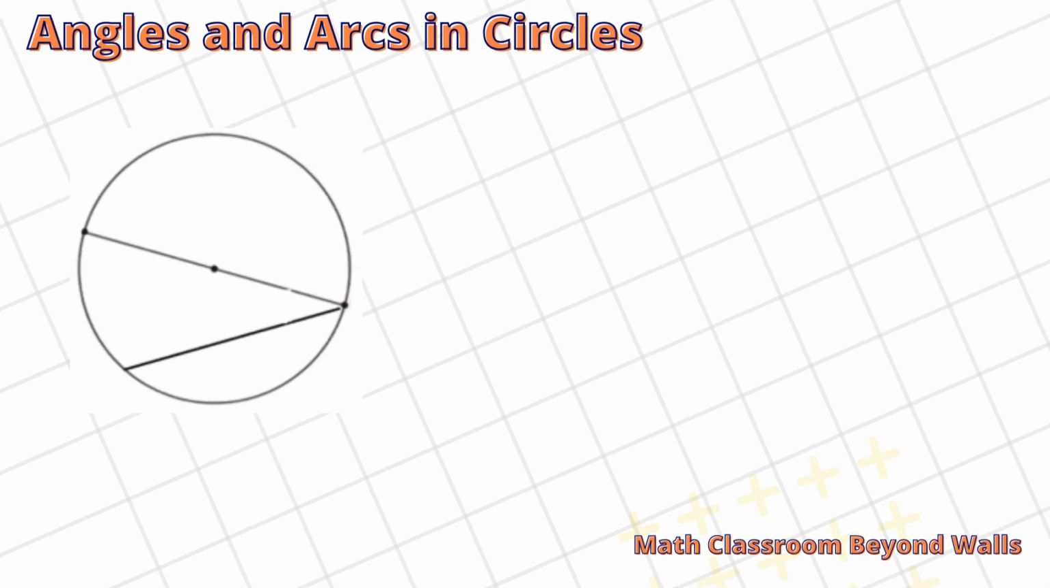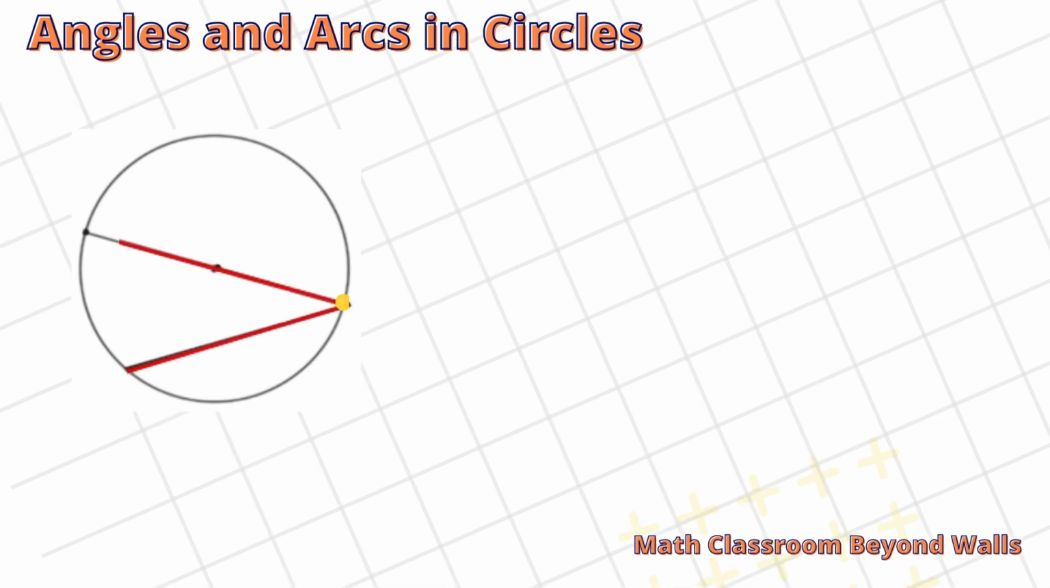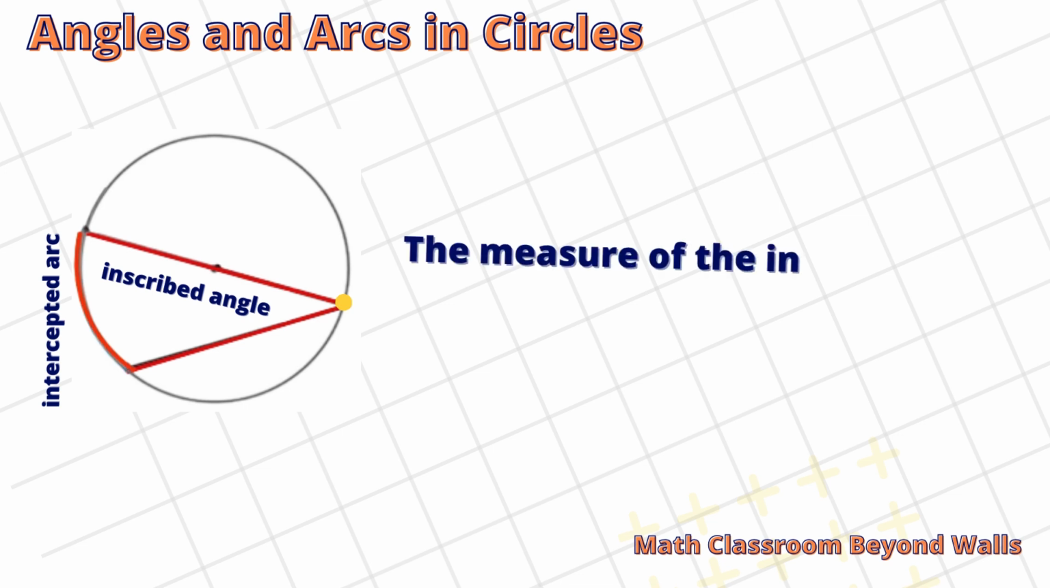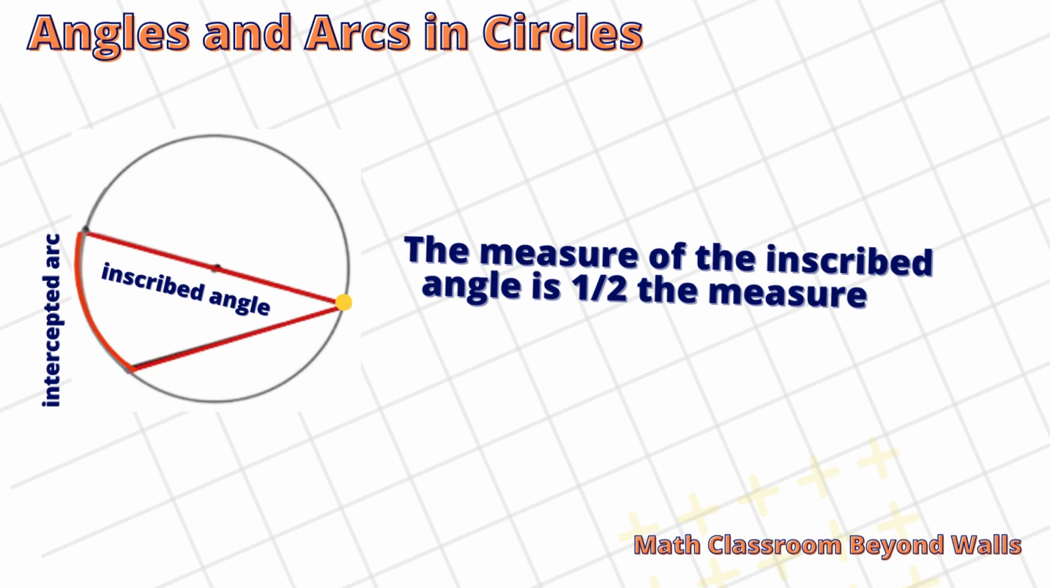Okay, let us look at this circle and let us identify the intercepted arc and angle in our circle. This angle, whose vertex is on the circle, is called an inscribed angle. The arc intercepted by this angle is called the intercepted arc. How is the inscribed angle related to the intercepted arc? The relation is described in this statement. The measure of the inscribed angle is 1/2 the measure of the intercepted arc.